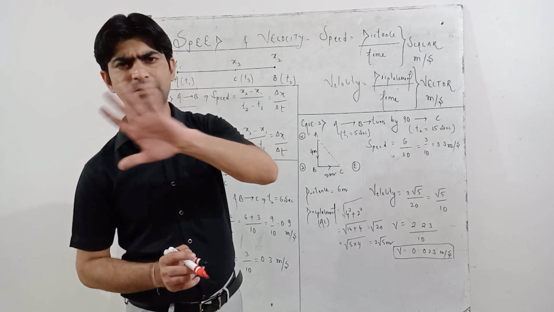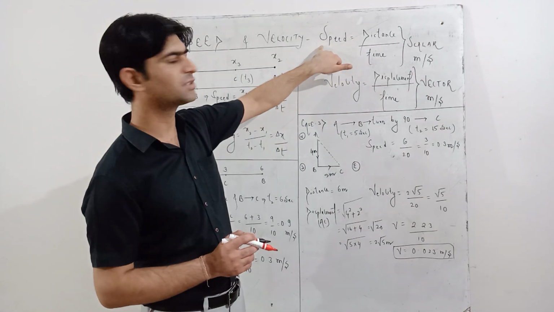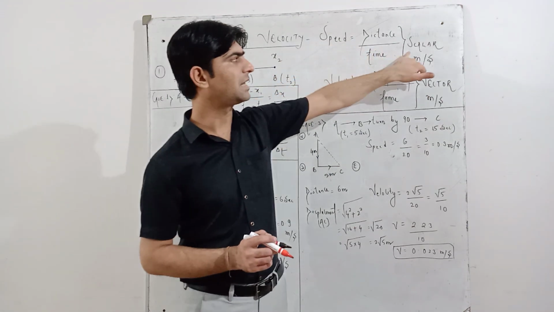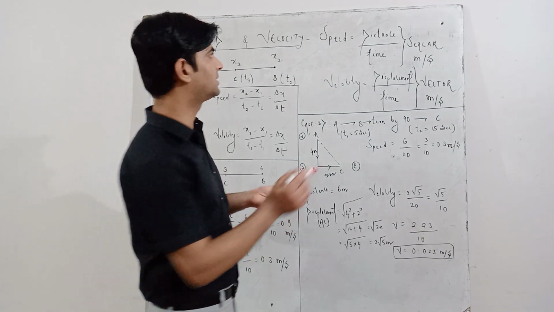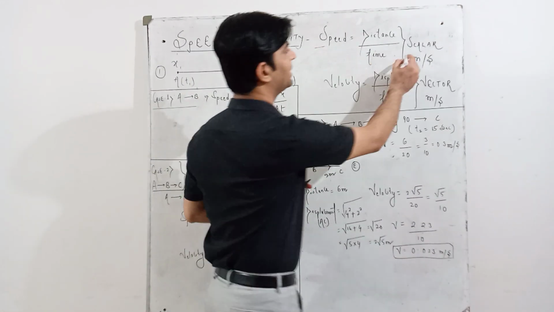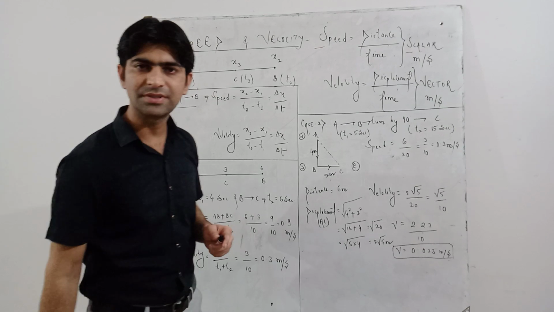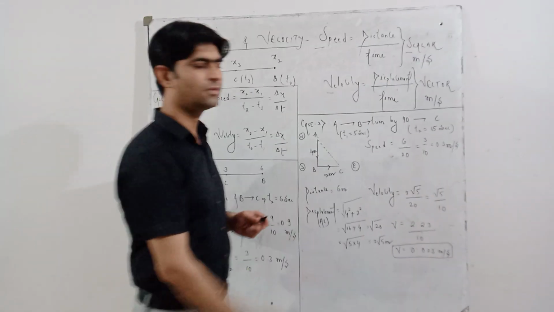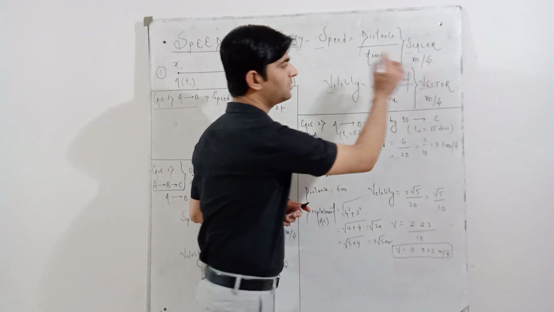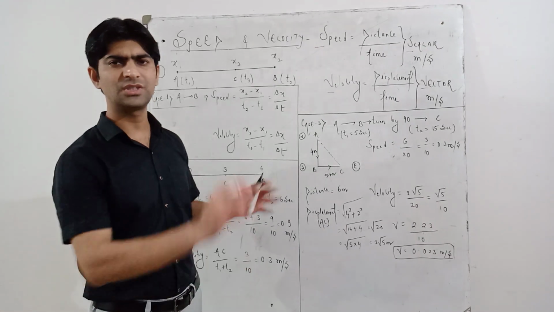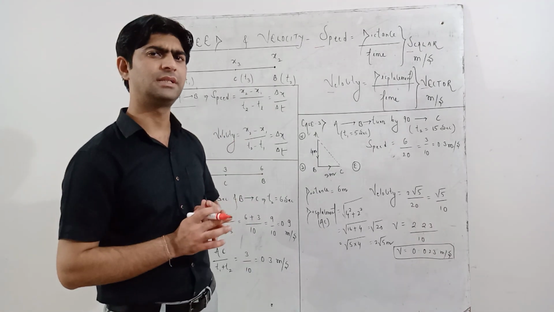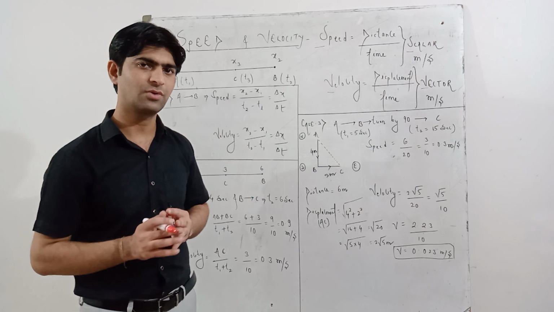So we have a very simple shortcut. S stands for speed, and S stands for scalar. V stands for velocity, and V stands for vector. So in this way you can remember velocity is a vector quantity and speed is a scalar quantity.